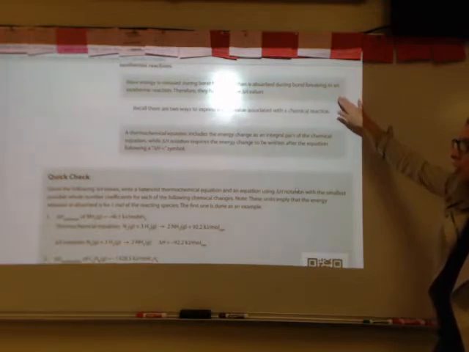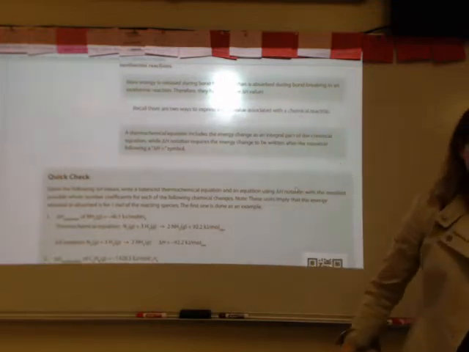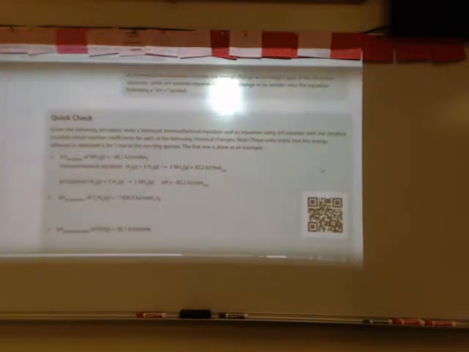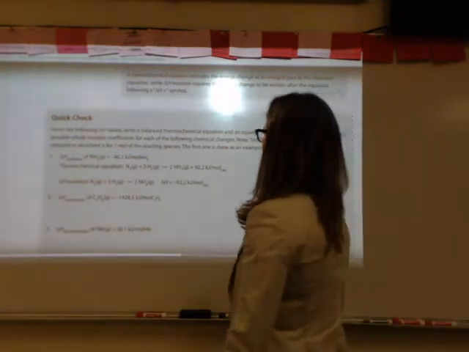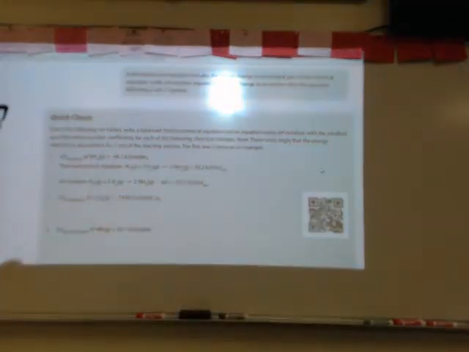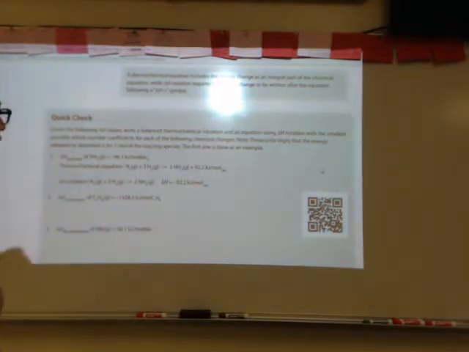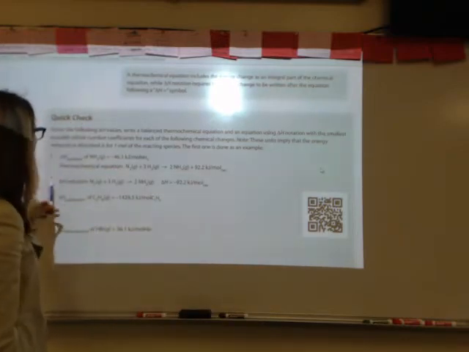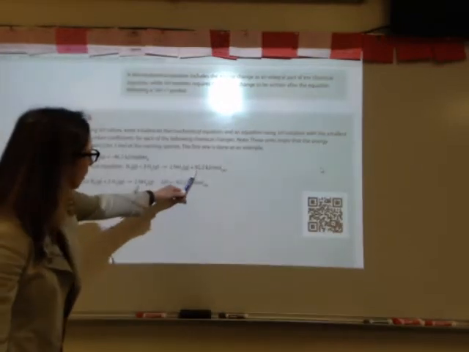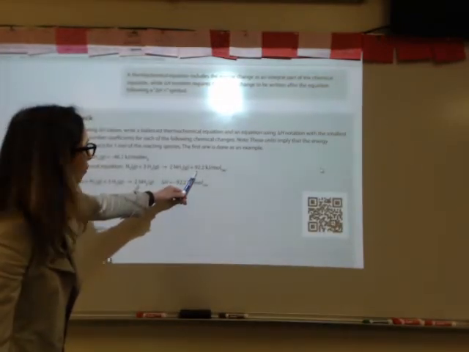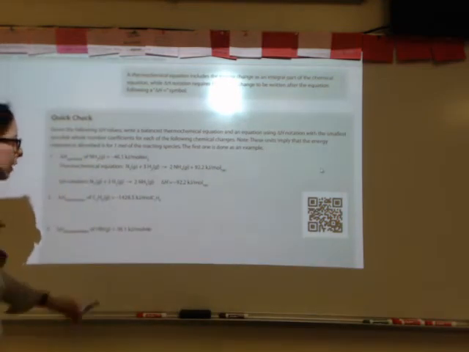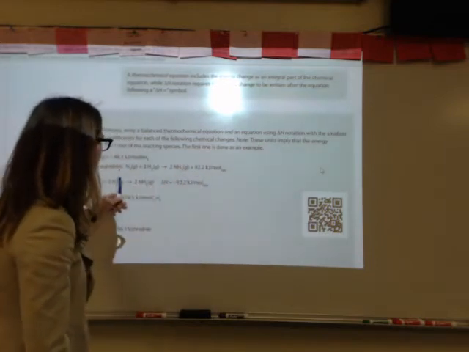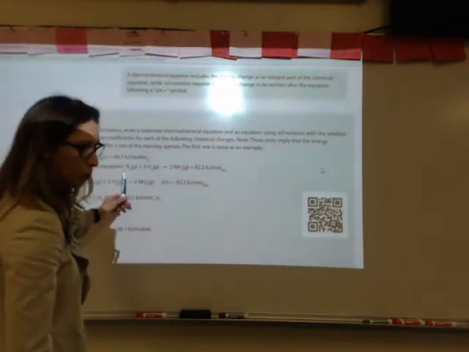Now, there are two ways to represent the delta H values that are associated with a chemical reaction. One of them is known as a thermochemical equation. That's where we have the energy change as part of the chemical equation. The delta H notation is when we have it written after the equation. For instance, here in the quick check, we have a thermochemical equation with the energy inside the equation. When it's on the product side, that means it is going to be an exothermic reaction. If you had this 92.2 kilojoules per mole on the reactant side of the equation, it would be endothermic.